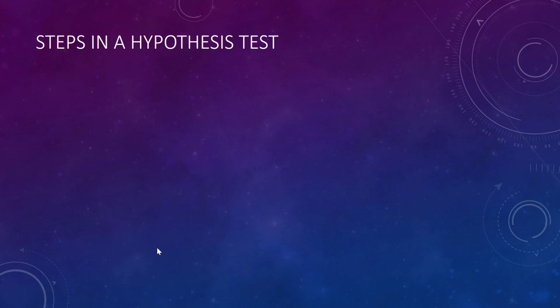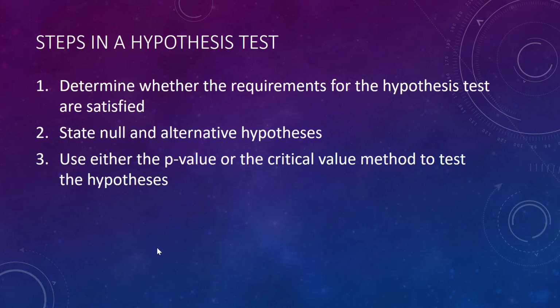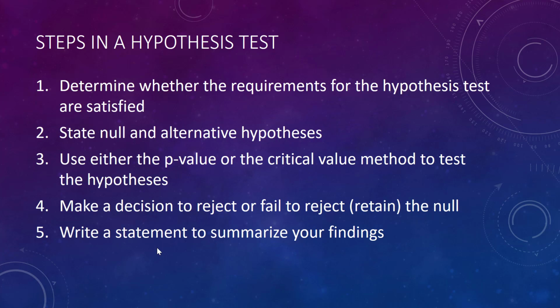Steps in a hypothesis test. First, we determine whether the requirements for the hypothesis test are satisfied. Then we state our null and alternative hypotheses. Thirdly, we use either the p-value or the critical value method to test the hypotheses. Fourth, we make a decision to either reject or fail to reject the null. Sometimes, instead of saying we fail to reject the null, we will say we retain the null. Lastly, we write a statement to summarize our findings.